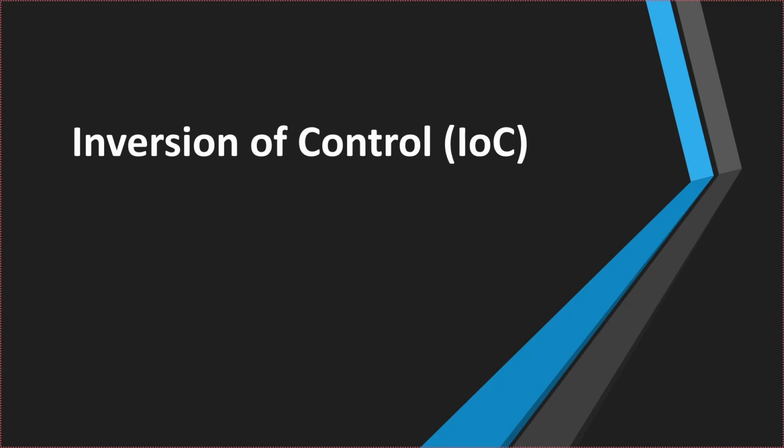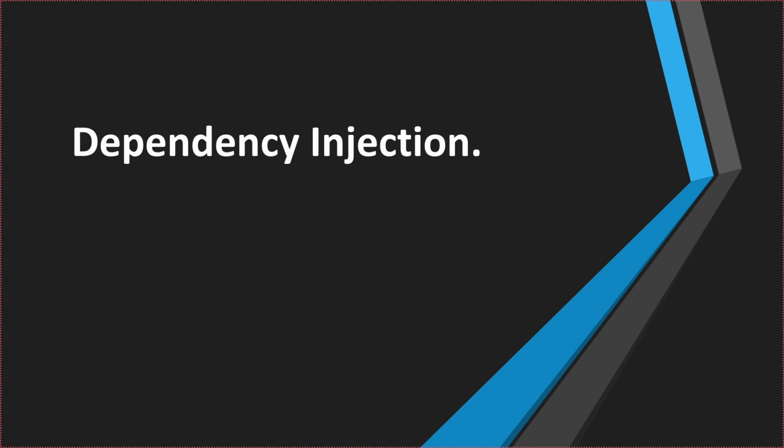For example, if we have thousands of objects in an enterprise based application, we would need to manually create the objects, destroy them, and garbage collect them. So it is a tedious job. All these things are taken care of by Spring Boot through inversion of control. This is achieved through dependency injection.